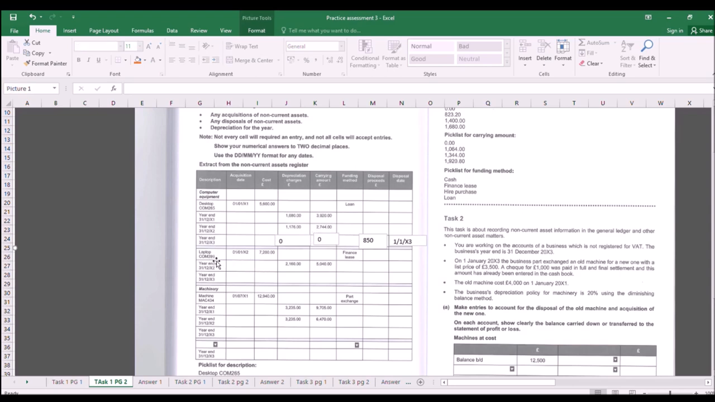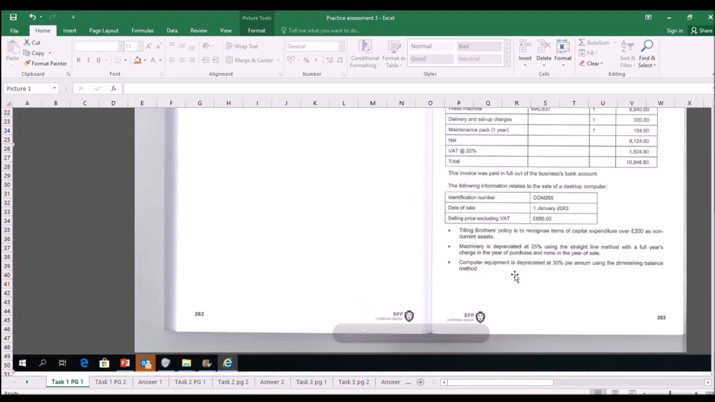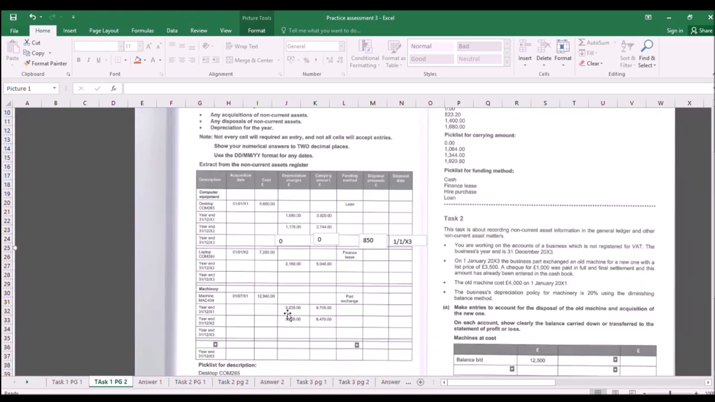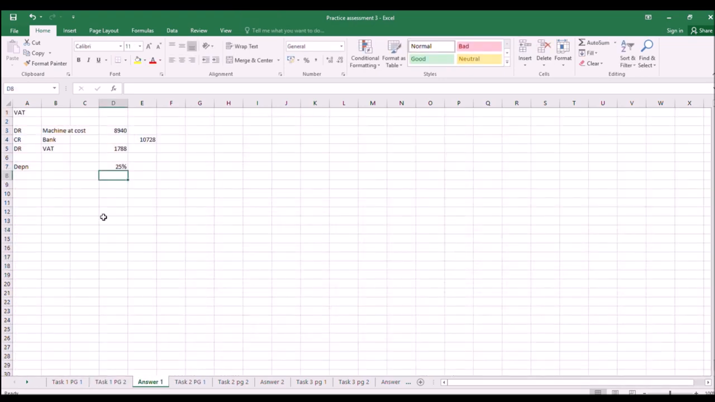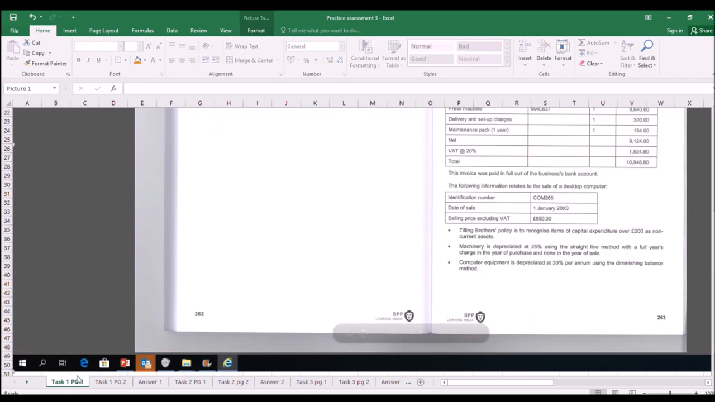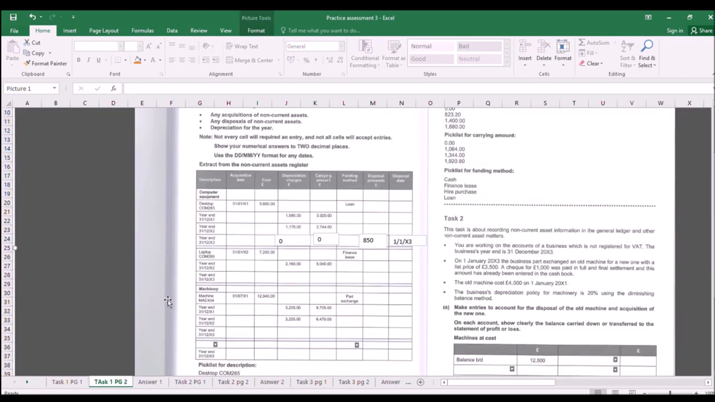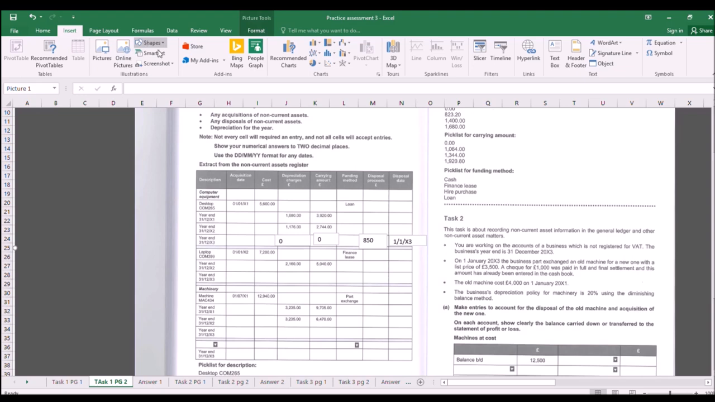We have a laptop here, 693 in here, and the carrying amount at the end of last year was 5040, and remember it's saying we're going for diminishing balance or reducing balance at 30% per annum, so the depreciation charge there is only 30% of that 5040. So the computer is 5040, and we times that by 30%, so 1512. Let's put that here and start putting that in.